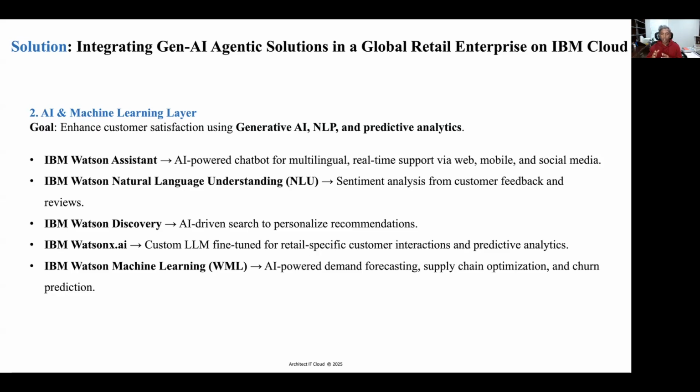And watsonx.ai, it will act as a studio wherein you can pick the right large language model and you can do the prompt tuning, fine tuning, and you can definitely pick a model which is specific for retail customers, and you can do the predictive analytics with watsonx.ai. And Watson Machine Learning, this is AI-powered demand forecasting, and it can be used for supply chain optimization and churn prediction for your organization.